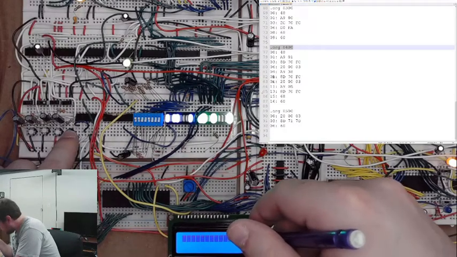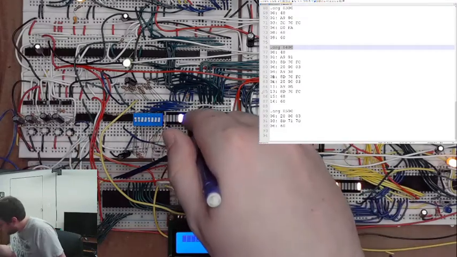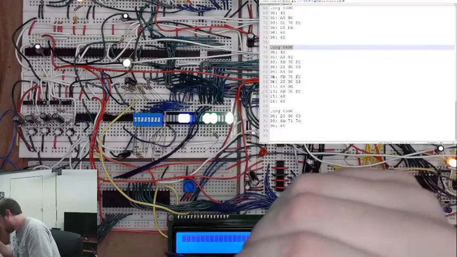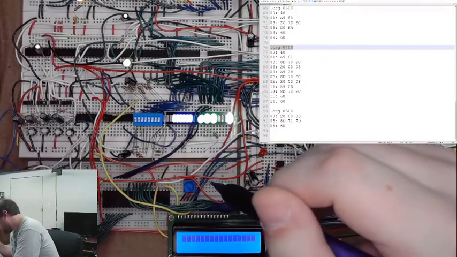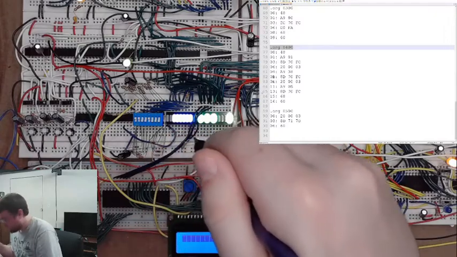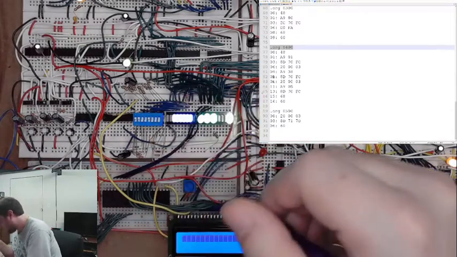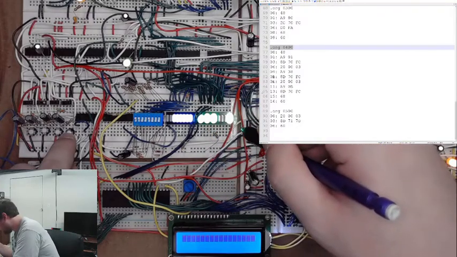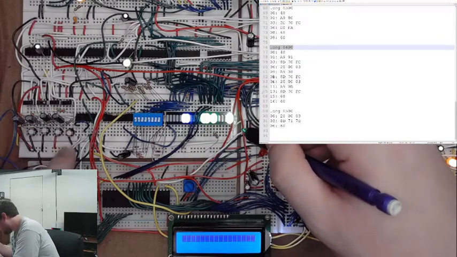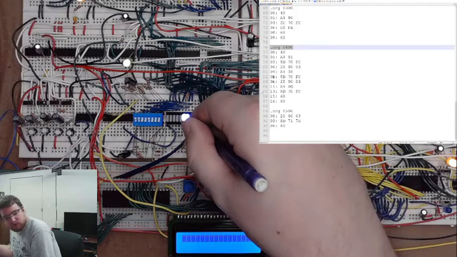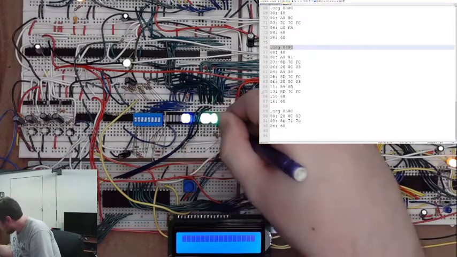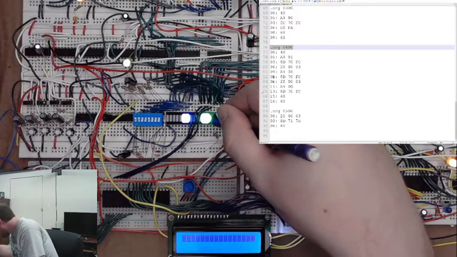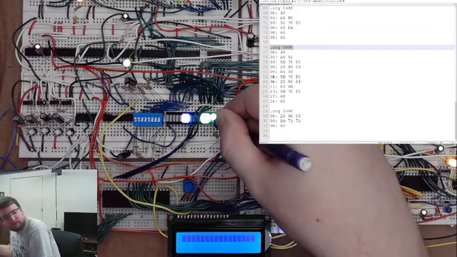Next one should be 7, 0. And it is. This one should be FC. Okay, that's fine as well. Go to the next one. This one should be 6, 8. Am I reading this wrong? That's all I can think of.